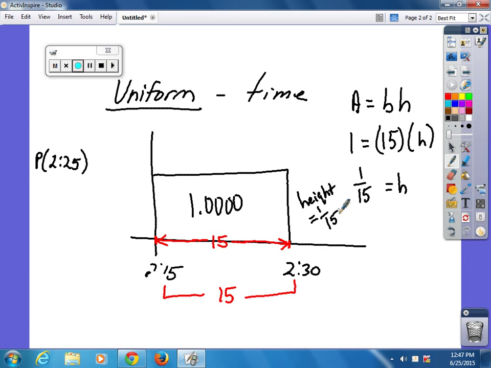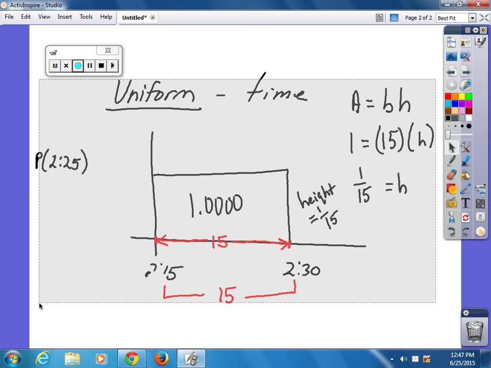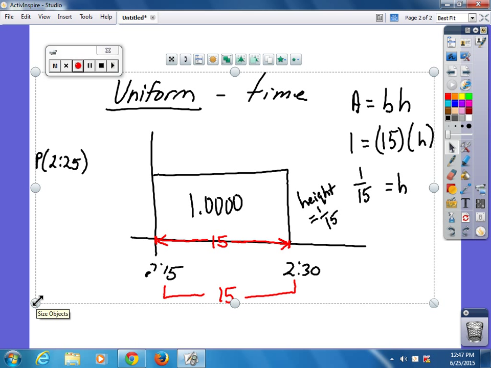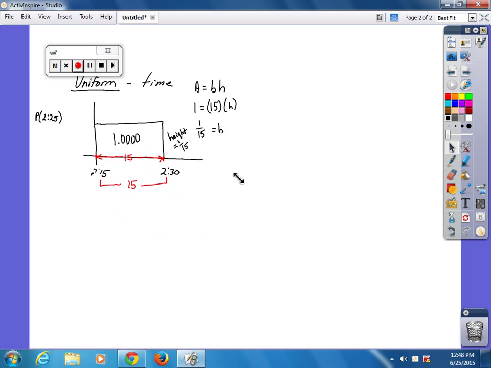Okay, so everybody, that's part 1. With these type questions, there's 2 parts. First, you got to find the height of the rectangle. Well, why did we have to find the width? The width is going to be given in the question. And then you got to find the probability that he will stop his class at 2:25, or his class will go over 2:25.